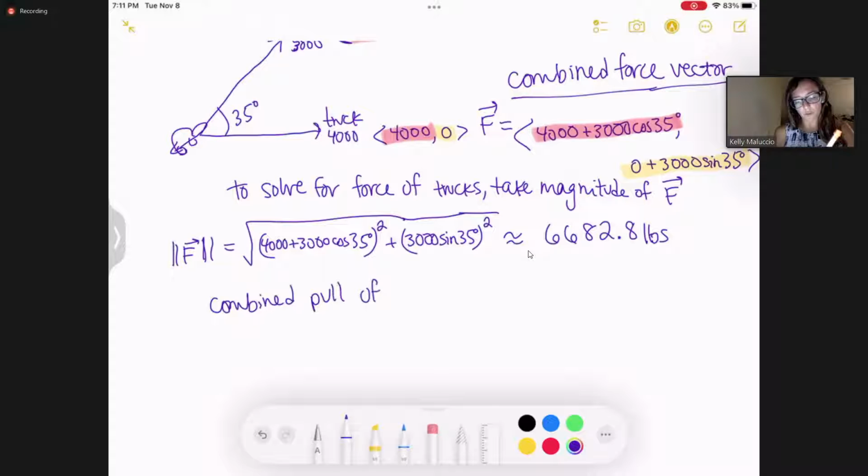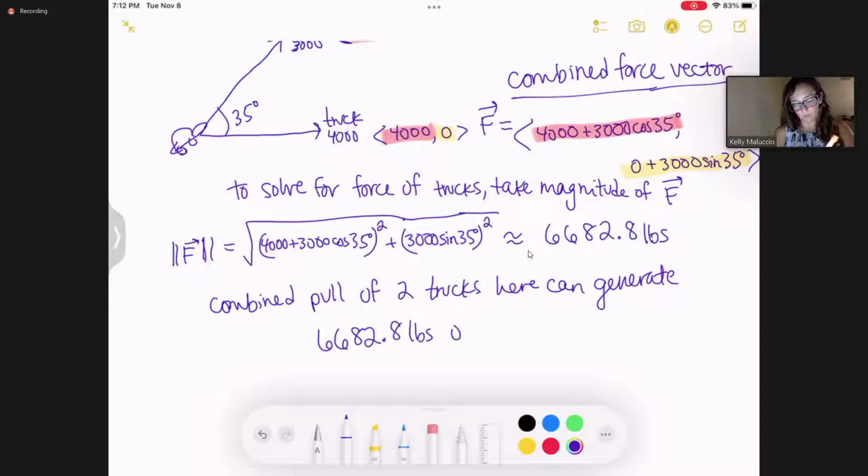And we would say here, the combined pull of the two trucks can generate 6,682.8 pounds of force. That would be the answer. I think your textbook gives it as a sentence, right? But on the test, you could just tell me 6,682.8 pounds. You don't have to write a sentence. If you want to write a sentence, fine. You don't need to.